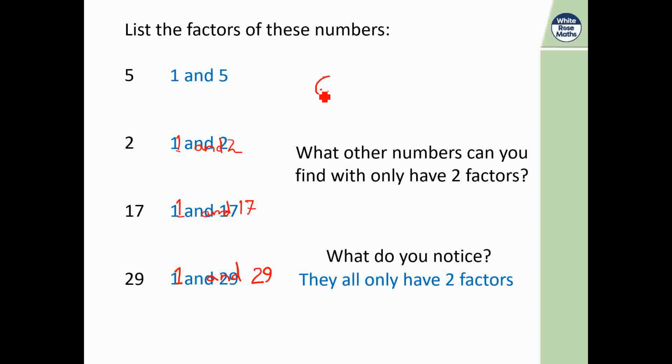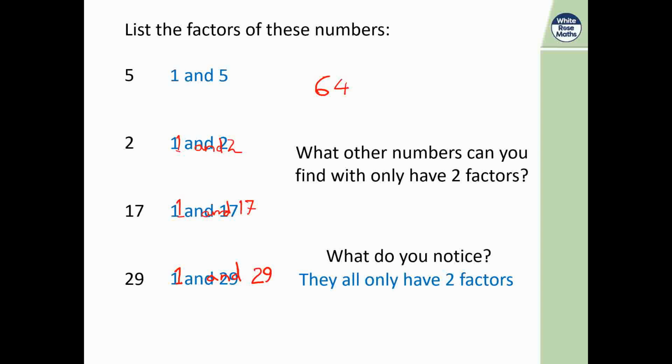64? That's not correct. Why is 64 not correct? One time, yeah? That's right. So it's got more than 2 factors. They say what other numbers can you find which only have 2 factors, yeah? 108? No, because that's in one of our times tables, isn't it? They ask which only have 2 factors, so only 2 numbers divide into them.